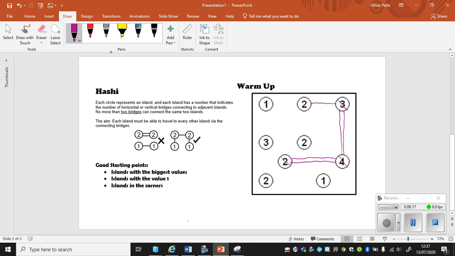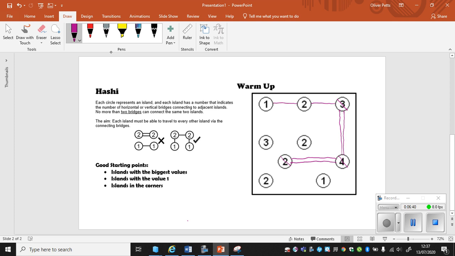Well, this island now has a single bridge connecting to it, but I need one more bridge. I could possibly connect it to the island on the left, which is this island of one, or I can connect it going downwards to this island of two. There's a reason why I can't connect it to the island of one.